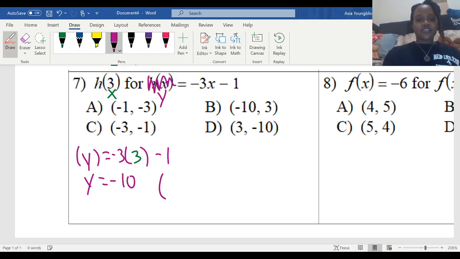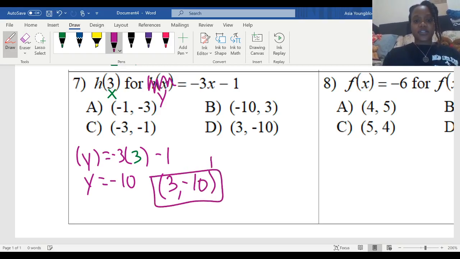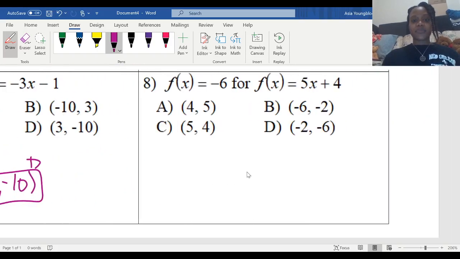So our final answer for this one is going to be our x value that we plugged in, which is 3, comma, our y value, negative 10, which we see is the letter E. Again, write this down for problem 7. Pause the video if you need to.